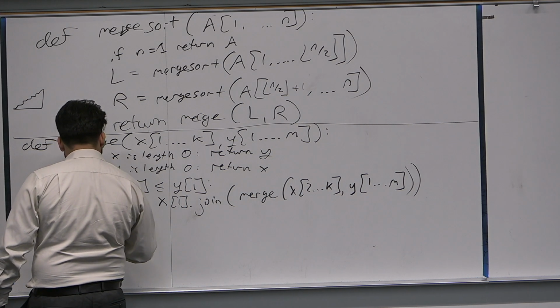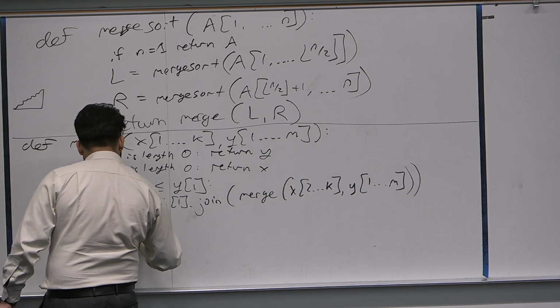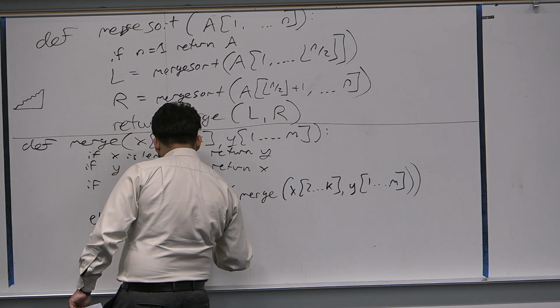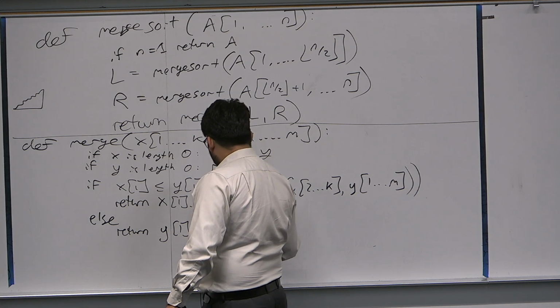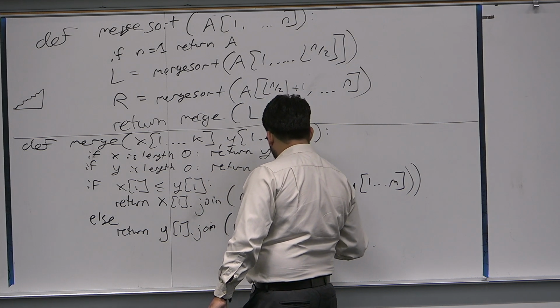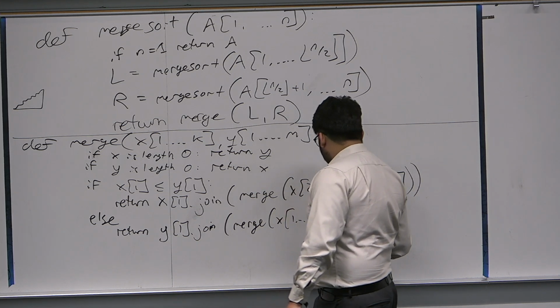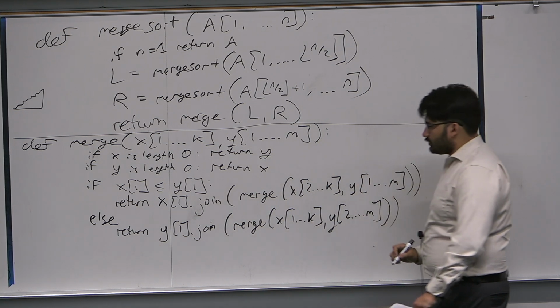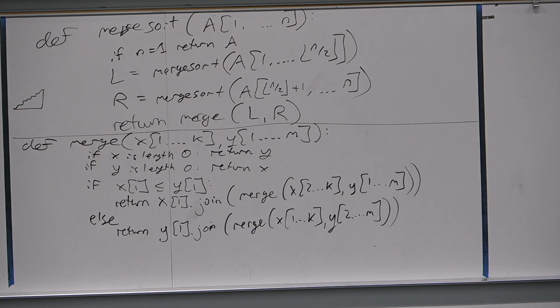Similarly, else return y1 dot join merge of what remains of x, which is all of it, and what remains of y, which is y except the first element. Yes. So this is merge, right?